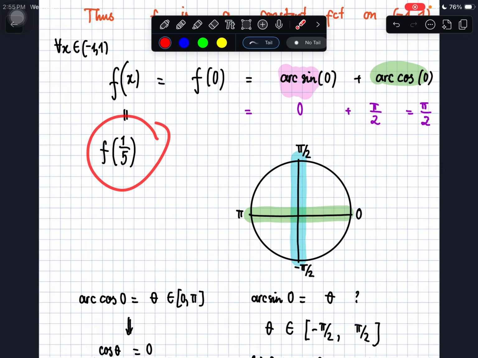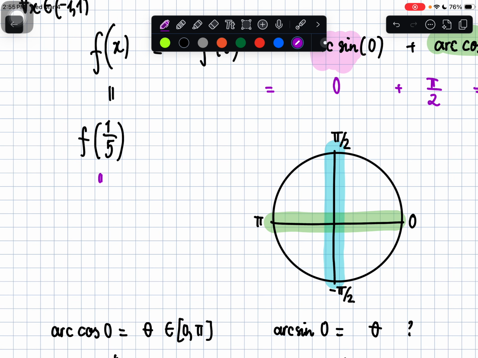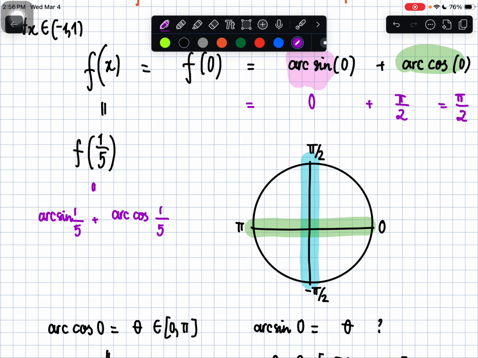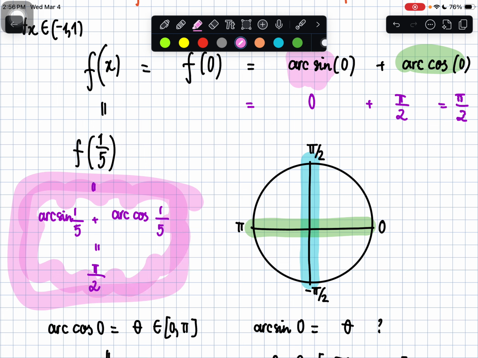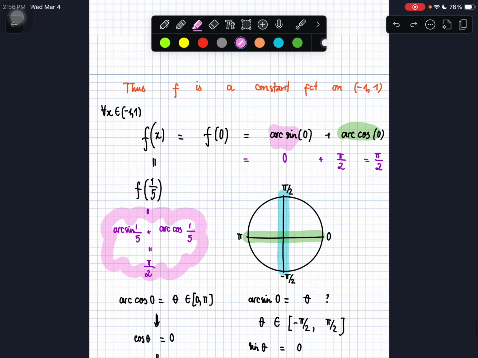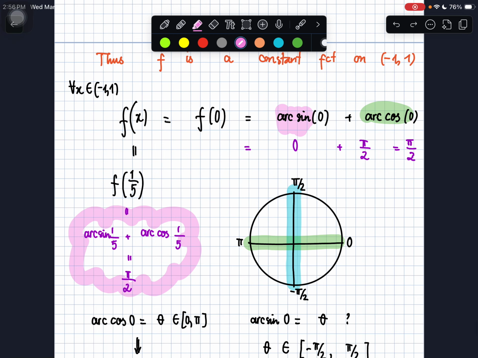So f of 1/5, arcsin 1/5 plus arc cosine 1/5, equals pi over 2. So by the theorem we proved, we show that this one is pi over 2. And actually this is true for all x between minus 1 and 1. This one is always pi over 2.